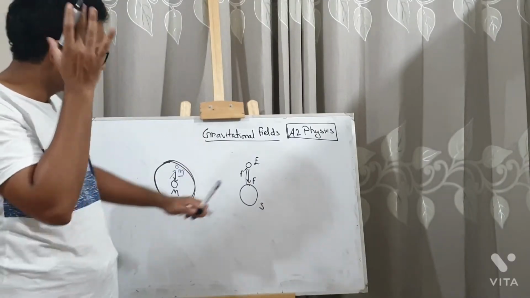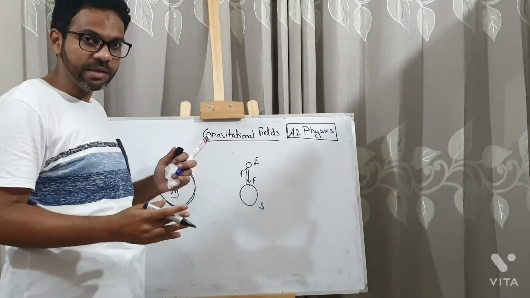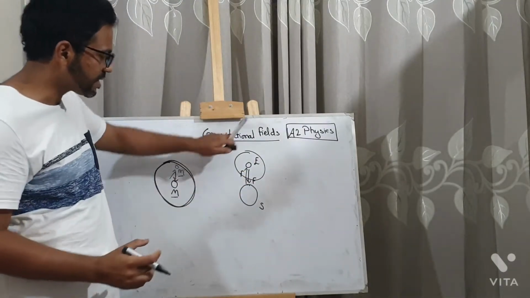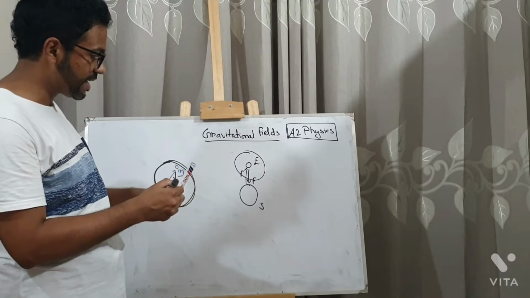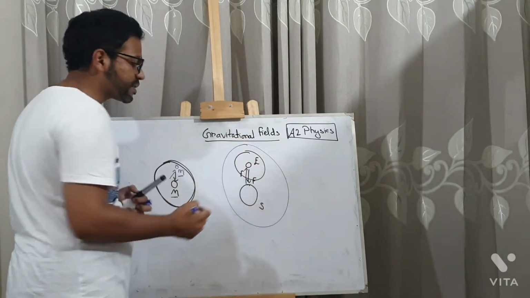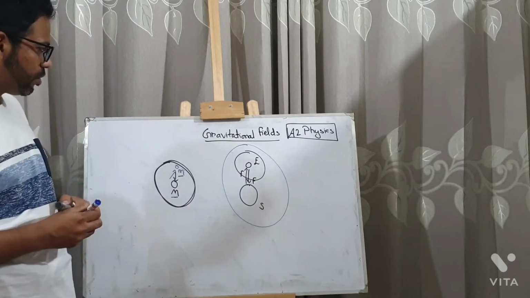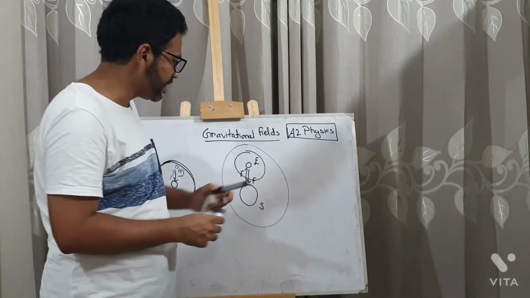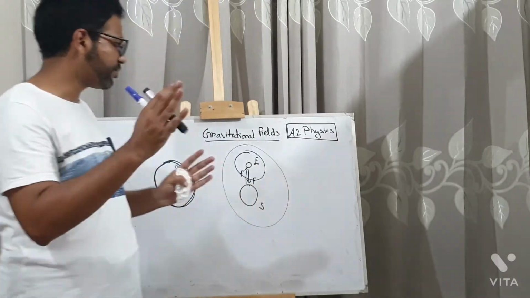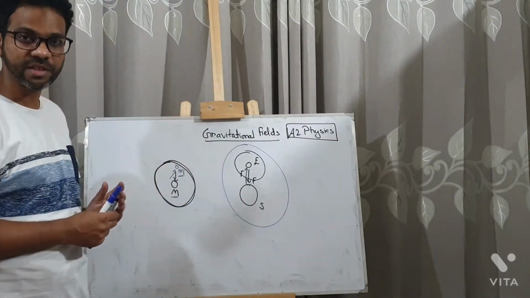Maybe the sun is a bit further away from the earth, therefore it's not inside the earth's gravitational field, because the earth has a small gravitational field, whereas the sun has a much larger gravitational field. So the earth falls within the gravitational field of the sun. Now, why is the sun's gravitational field larger and the earth's smaller? We will discuss that later. But for the time being, let us just focus on what a gravitational field is.